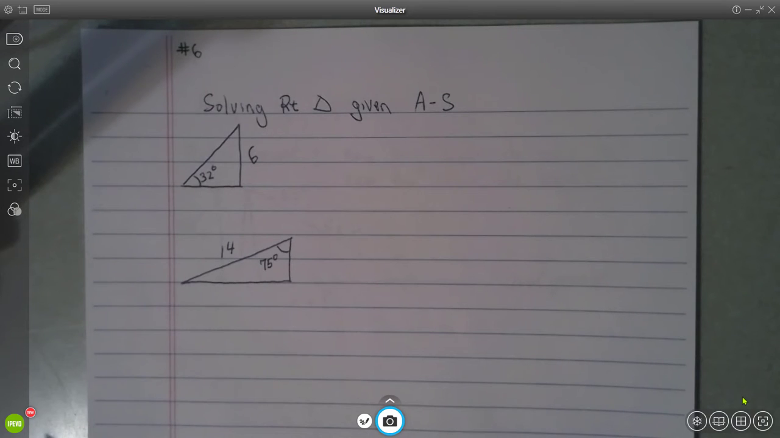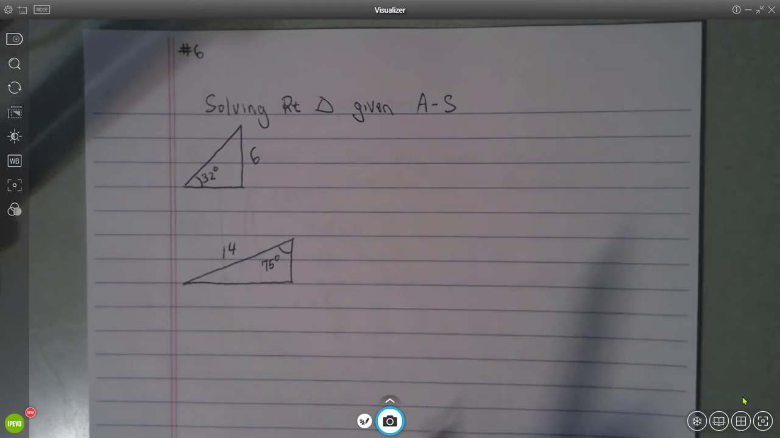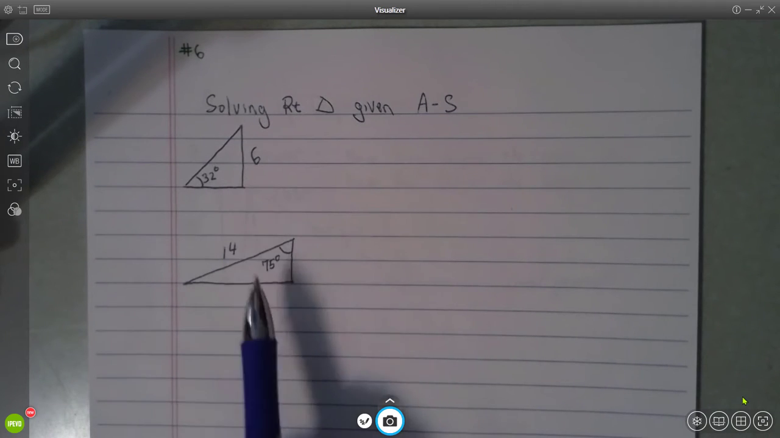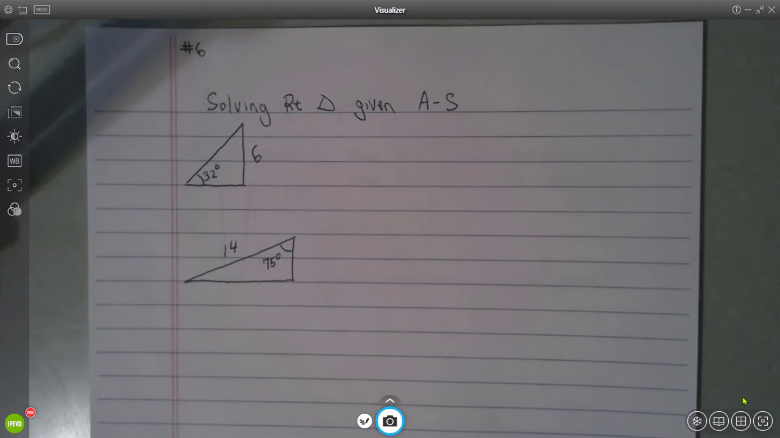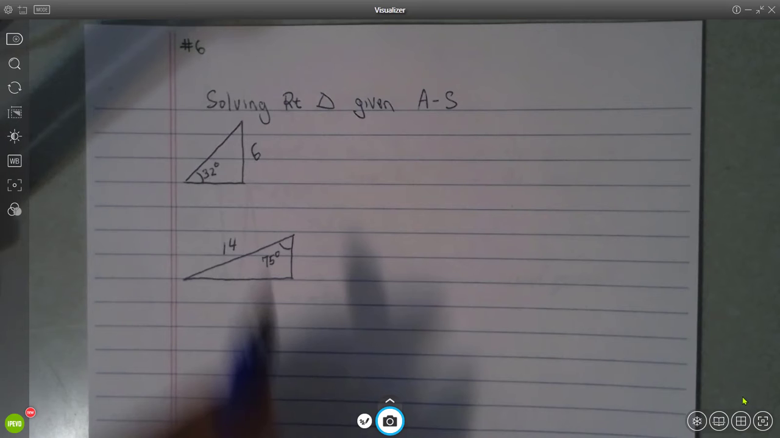In this quick tip, we talk about how to solve right triangles when we're given one angle and one side. Now I have two examples here. In one case, the given side is a leg and the other side is a hypotenuse. That's really the only material difference between these two. So let's jump in and solve the first one.